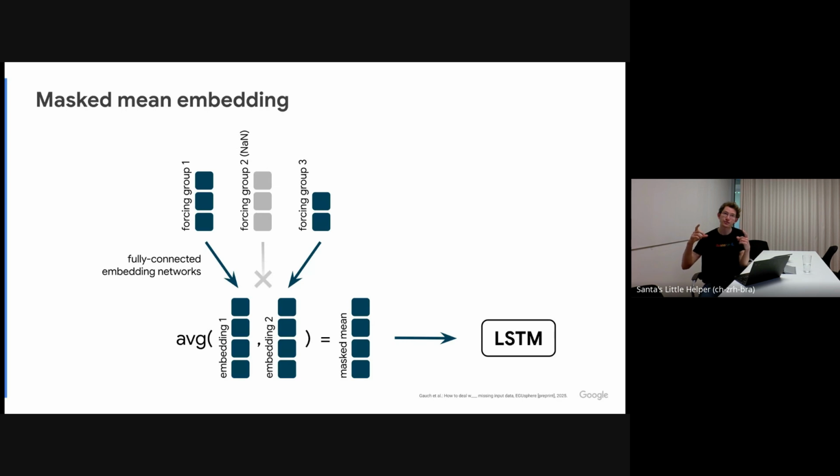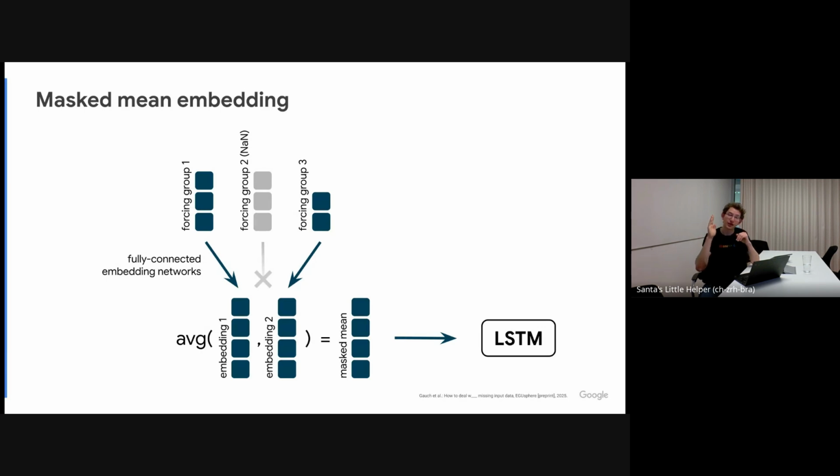And an embedding vector is really just a vector of a certain fixed size that we have sort of predetermined. And we end up with as many embedding vectors as we have available forcing data products at this time step. And then all we do is we average those embedding vectors, which gives us this masked mean representation that combines the information that was available in all of these input data products, in all of them that were available at the time step, of course.